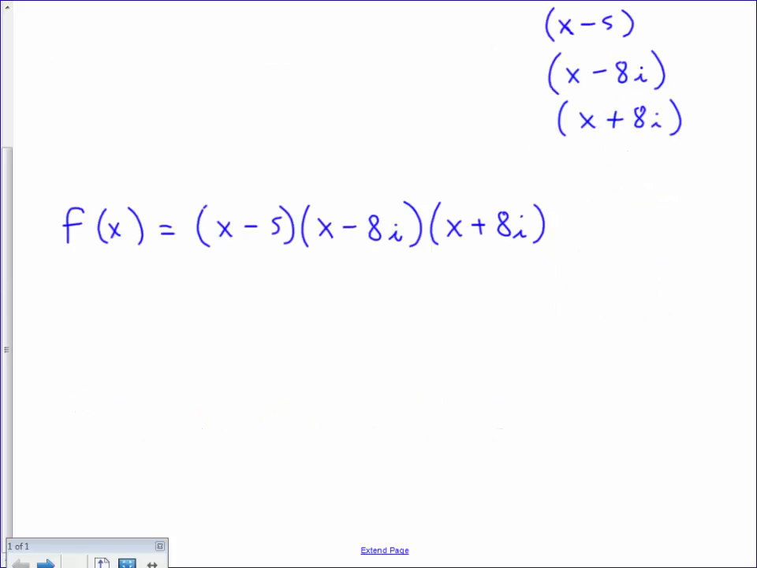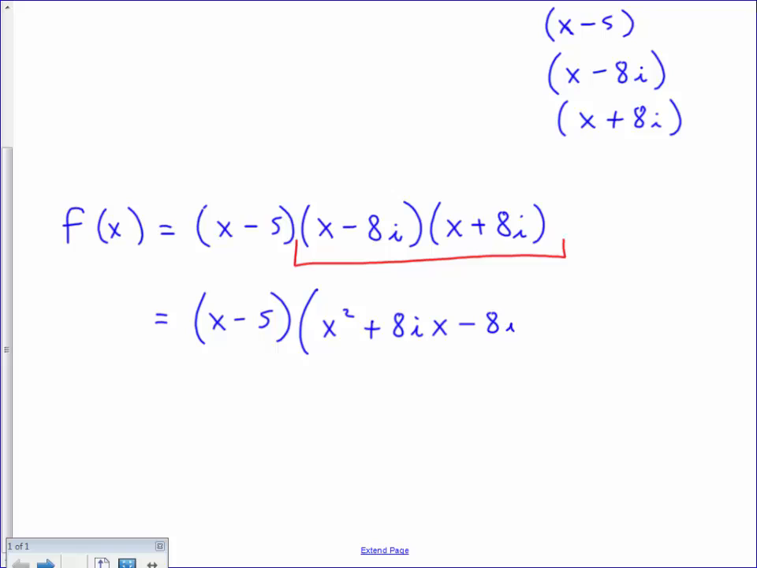If you have binomials that have, I'm going to say, strange numbers in them, such as negative 8i and positive 8i, go ahead and multiply those together first. So wait on the x minus 5 and go ahead and FOIL the last two binomials together. You'd have x times x, which is x squared. You'd have x times 8i, which is 8ix. You'd have negative 8i times x, which would be negative 8ix. And then finally, negative 8i times positive 8i would be negative 64i squared.